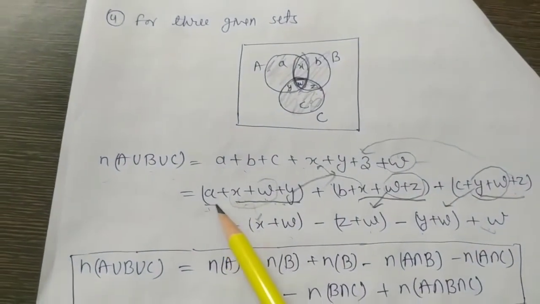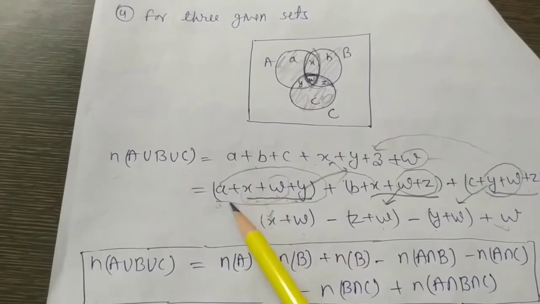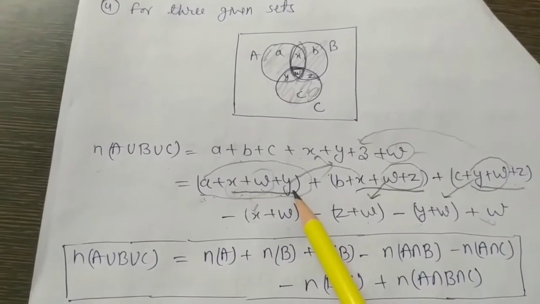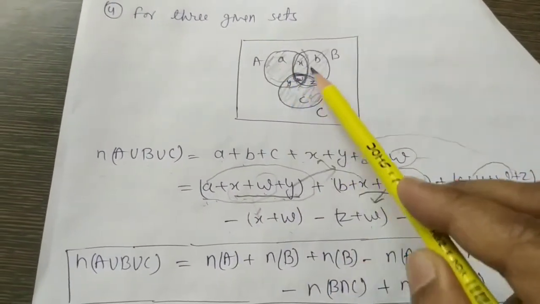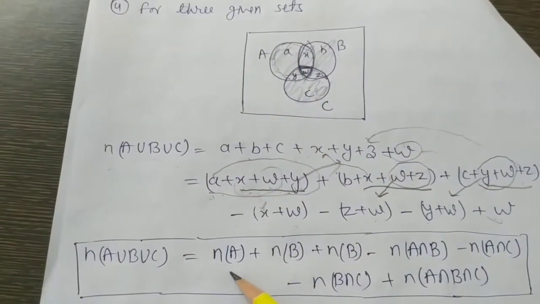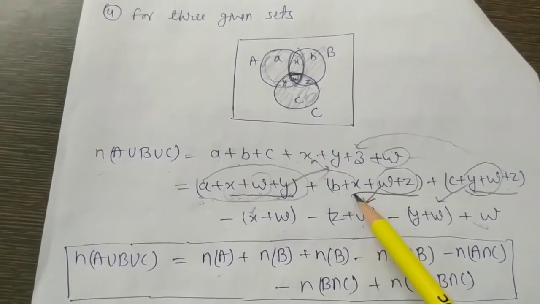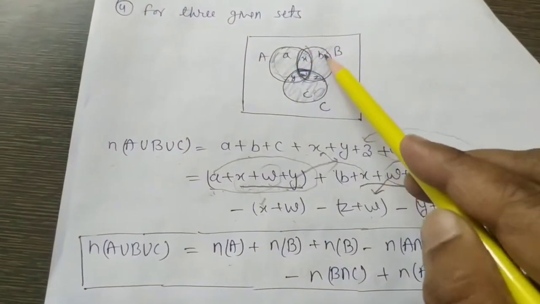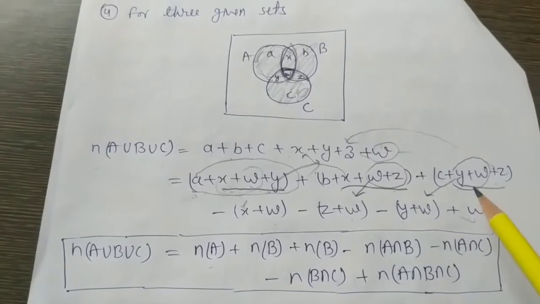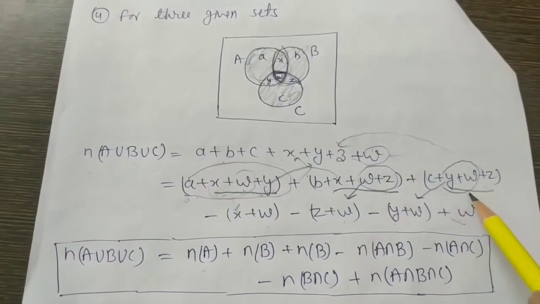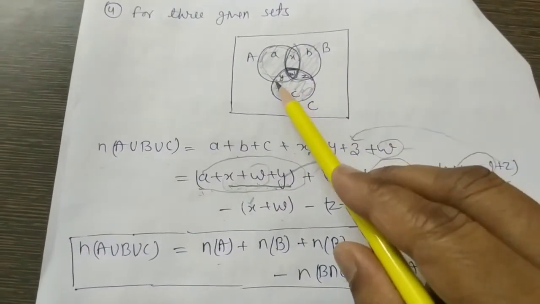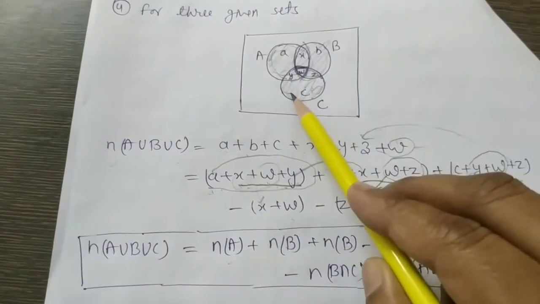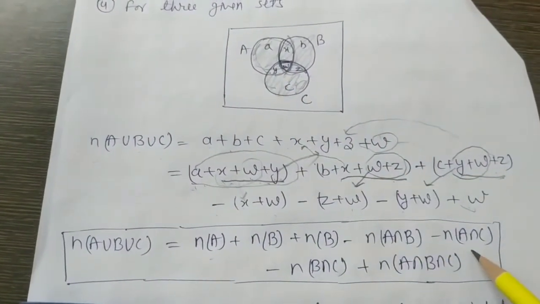Now let us check this part. A plus X plus W plus Y is showing total number of element in A. B plus X plus W plus Z is showing total number of element in B. C plus Y plus W plus Z is showing total number of element in C.